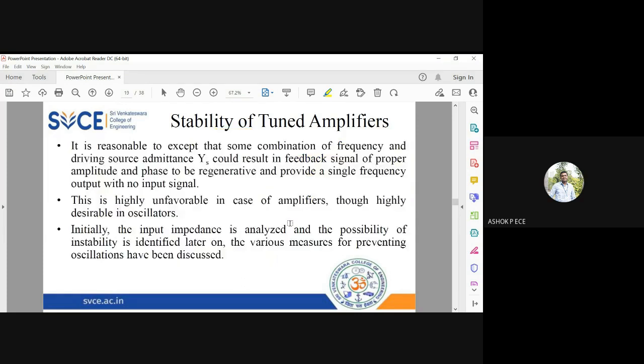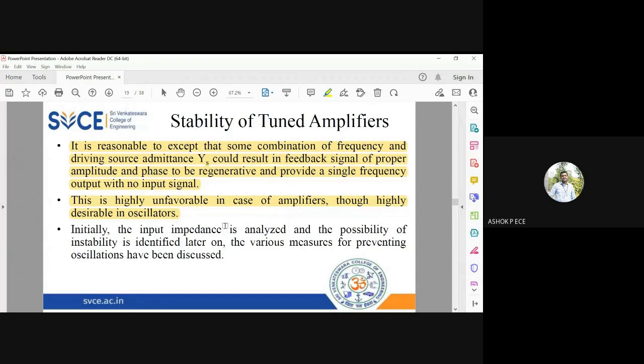So it is reasonable that, except that some combination of frequency and driving system could result in a proper feedback signal. So what they're saying is there is a proper reason for ignoring HRE because only at one particular combination of the frequency and YS there might be a proper feedback signal. So that is going to be unfavorable for amplifiers, which is a highly favorable condition for oscillators. So they are saying there could be a combination of parameters where a feedback signal could come back from the output and go and add with your input.